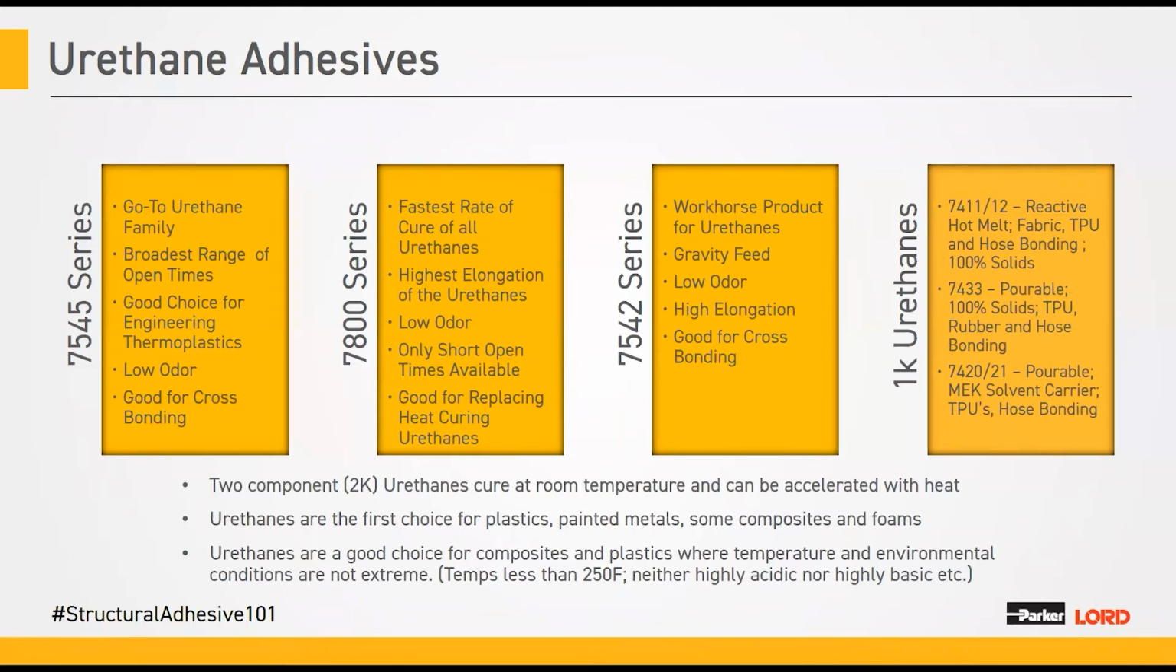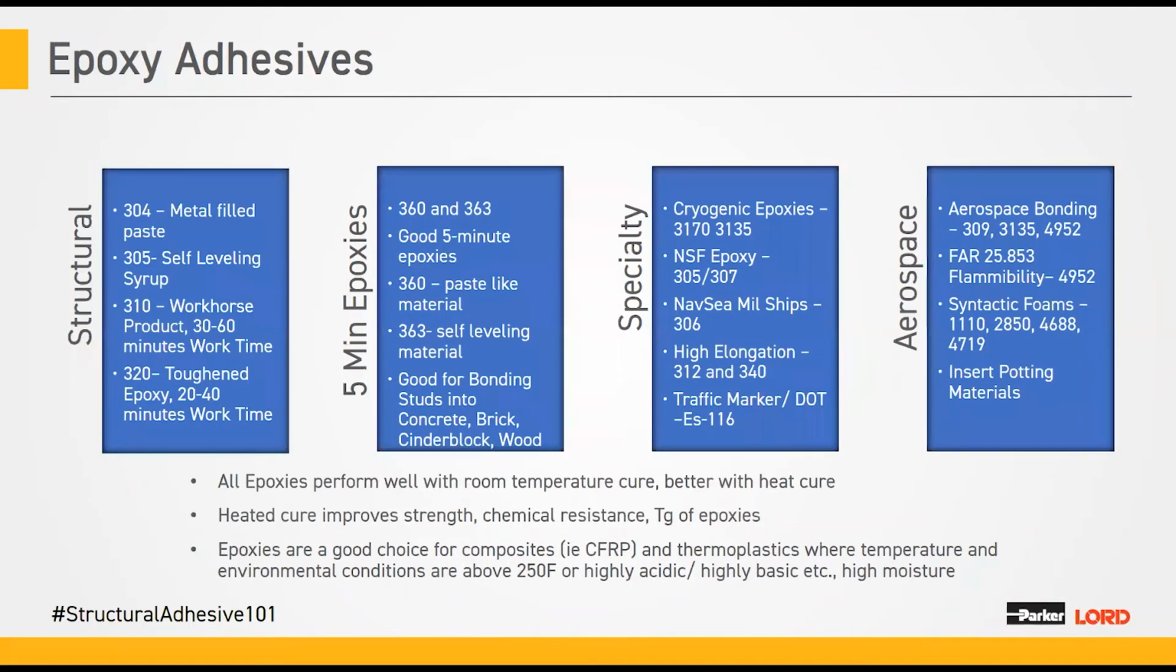Urethanes are typically a good choice for composites and plastic bonding, where the temperature and environmental conditions are not quite as extreme as maybe needed for an acrylic or an epoxy. So typically operating temperatures of 250 degrees Fahrenheit or less, 121 Celsius, and neither highly acidic nor highly basic in nature. Okay, now we're going to turn to the epoxy adhesives.